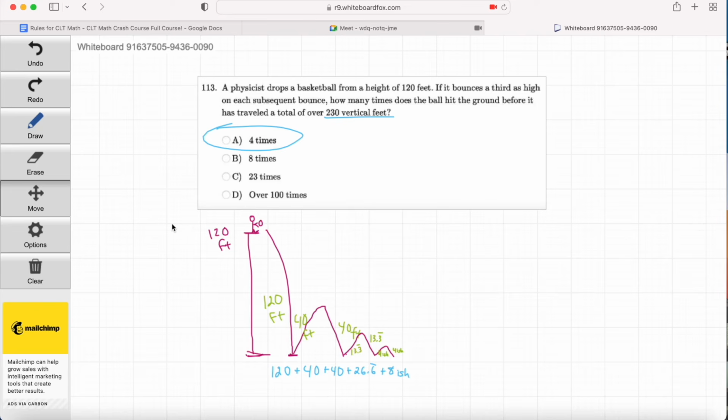B, C, and D are crazy. D? It's not going to have to bounce 100 times. No, I mean, close to 8. We've got it at 4. We're over 230 vertical feet. Not a lot of operations here. Just understand what the question's asking you and conceptualize it the right way. Does that make sense, Karis? Yes. If you can draw a picture, draw a picture. I don't even know how to begin thinking about this one without drawing a picture. I don't think most students could.